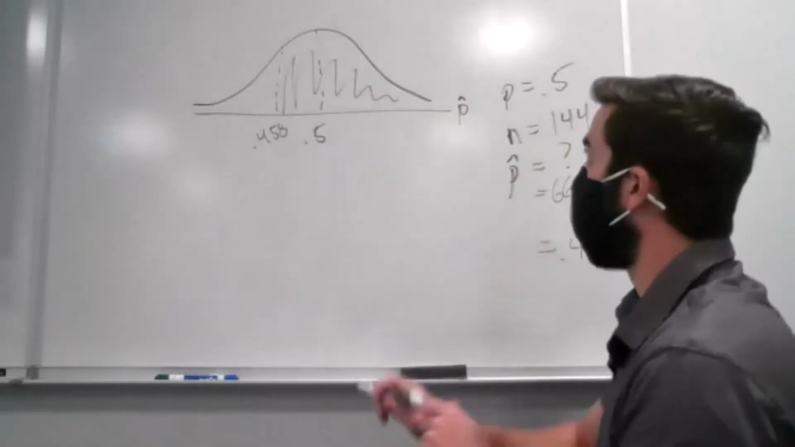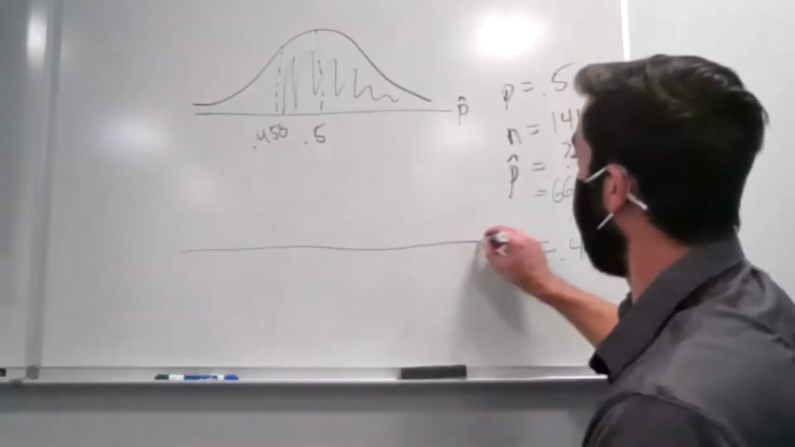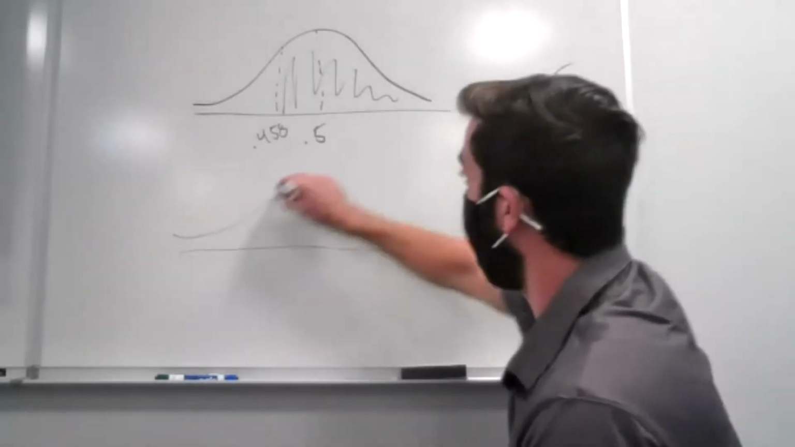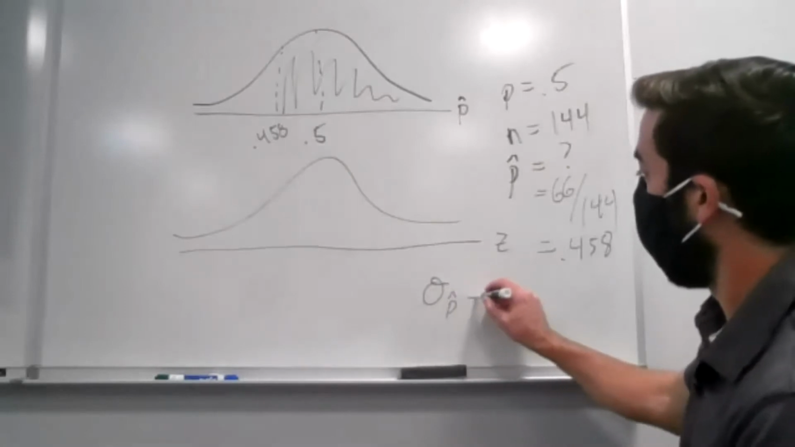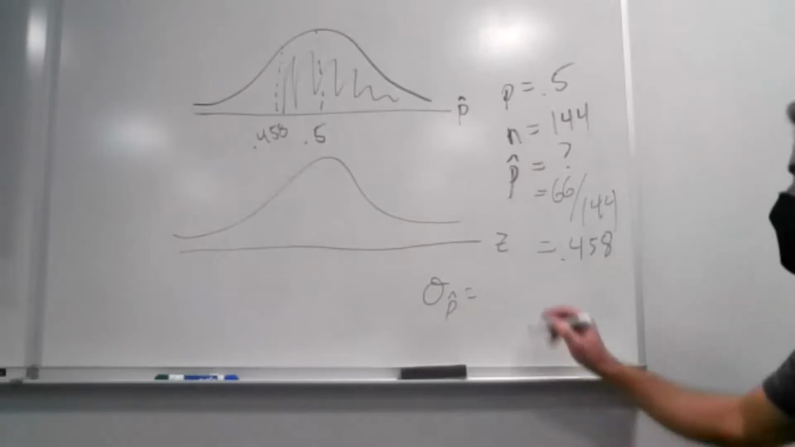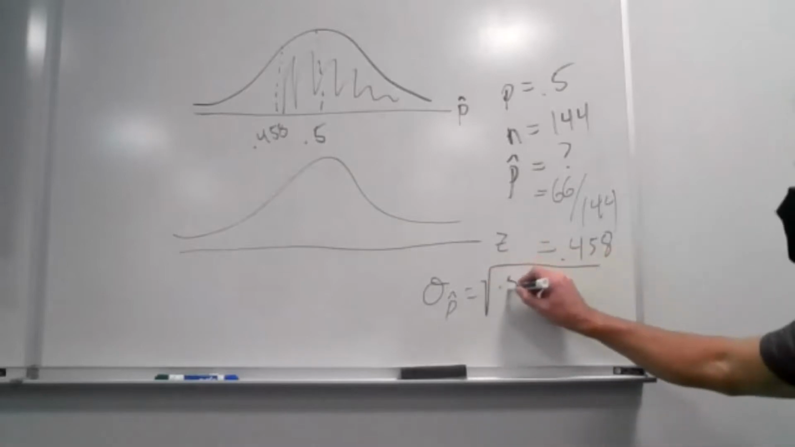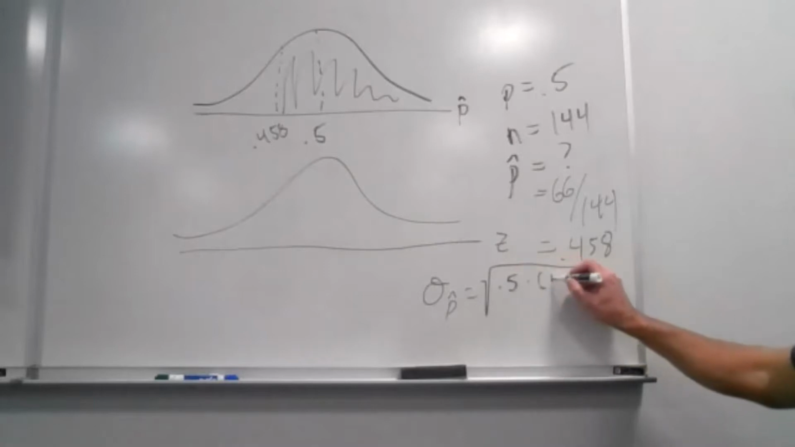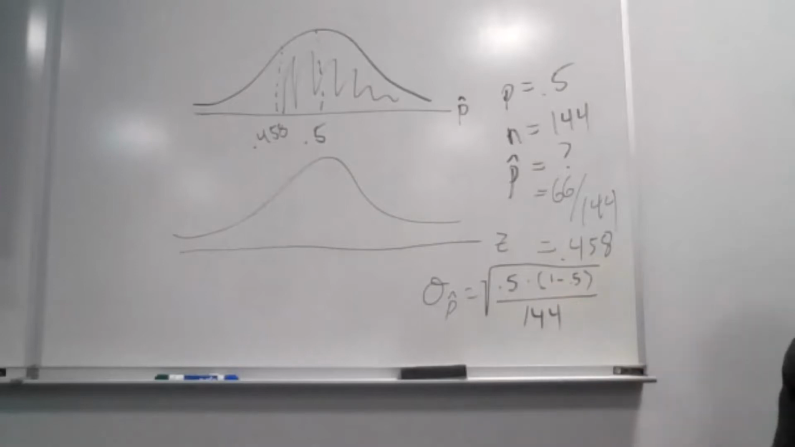I think it makes a little more sense. So let's say, we're going to go down here. We want to turn this into a z-score. But I'm first going to calculate the standard deviation of my sample proportions. Okay? I know that that's equal to the square root of my population proportion times 1 minus my population proportion over my sample size. Okay?